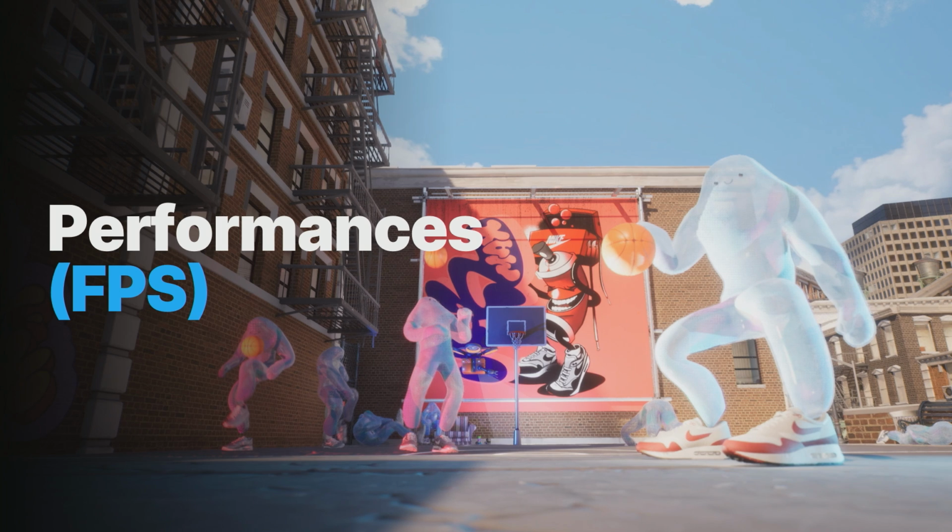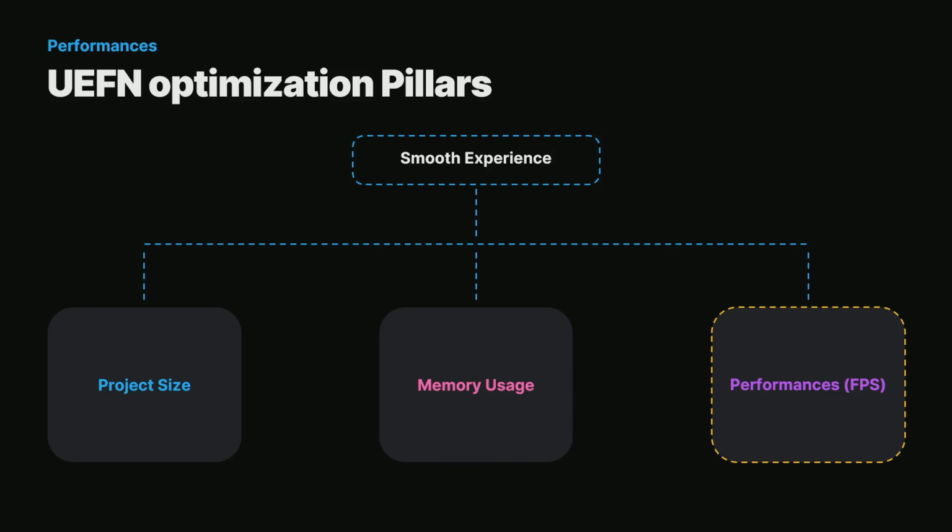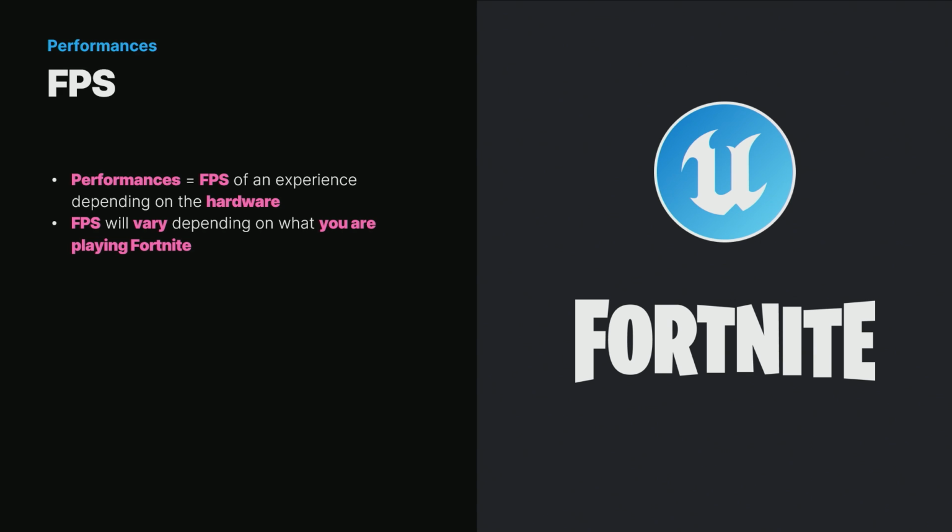Right, let's move on to performances. It is our last pillar in our UEFN optimization chart, and when talking about performances, I'm talking about the frame rate per second at which an experience is running, depending on the platform and hardware. Fortnite currently runs on most modern consoles and PC, meaning that when publishing a UEFN experience in Fortnite, the FPS will vary depending on what you're playing on.